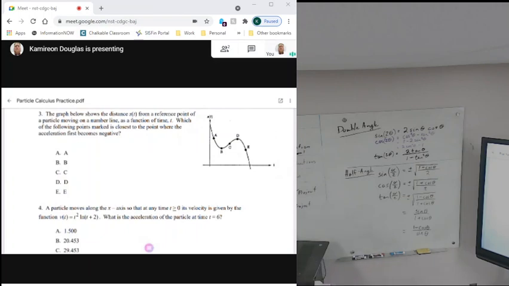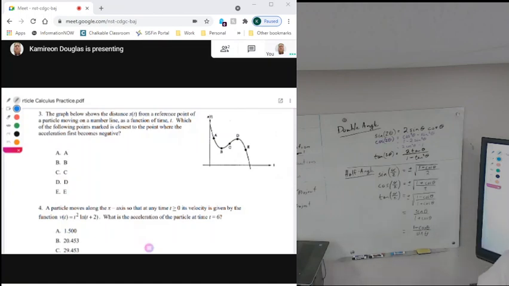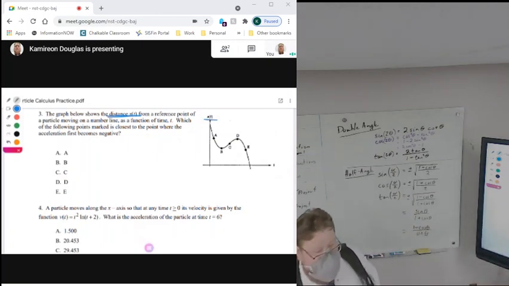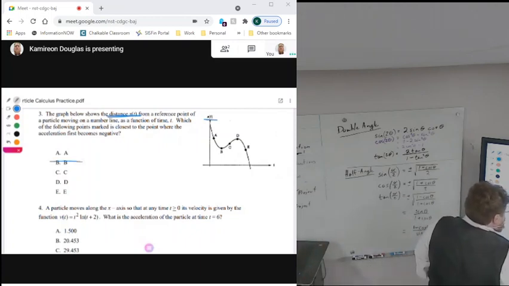So, important things to point out. This is s of t. We're looking for where the acceleration is doing something, so we're looking at the second derivative. That implies we're looking at points of inflection. So this can eliminate some answers. B and D, both out.